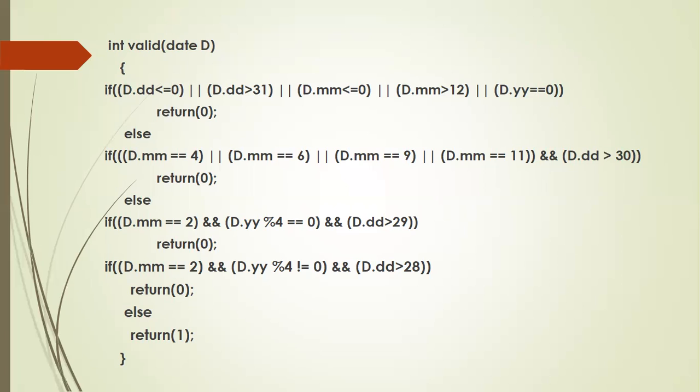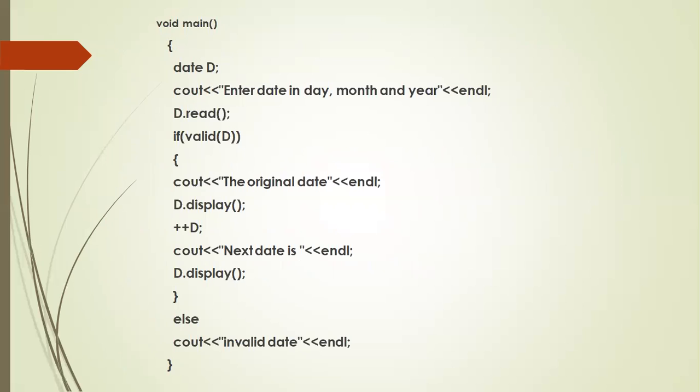Since it's a friend function, I have to define that function only outside the class. You know how to define a member function outside the class. Straight away start with return type. If it's a friend function, straight away start with the function name and the object. Now we'll write the main function, void main, date d. So here the class name is date and the object is d.